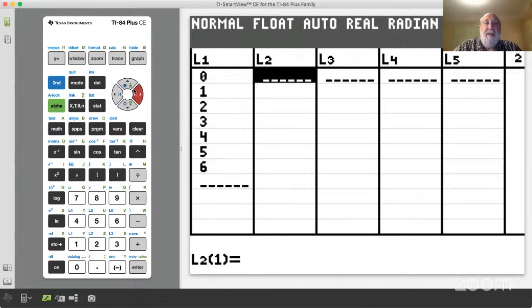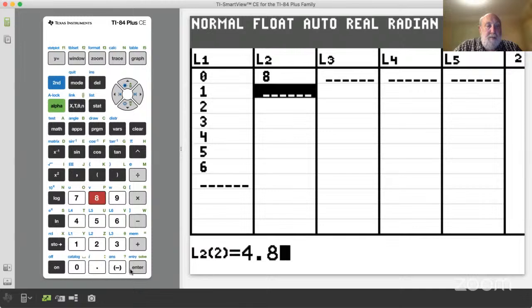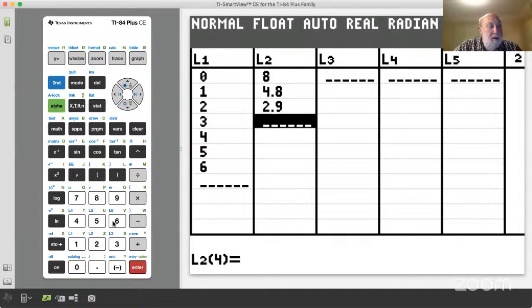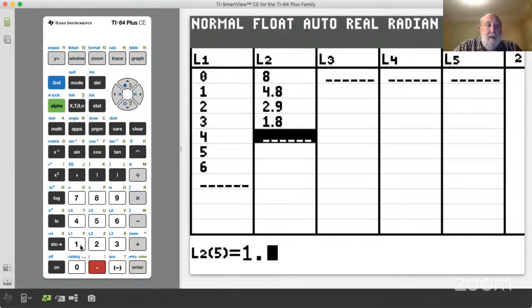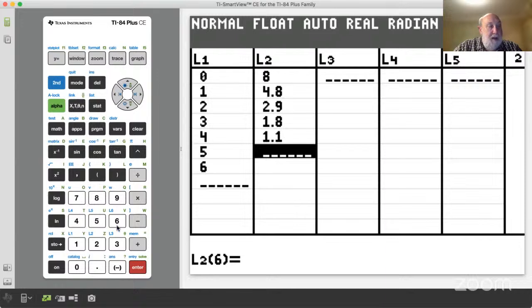Great. And then in list 2, we'll put the rate, which were the thousands of gallons per hour. So that was 8.0, 4.8, 2.9, 1.8, 1.1. And thanks for your patience, but I did just kind of illustrate how quickly you can get this data in there.